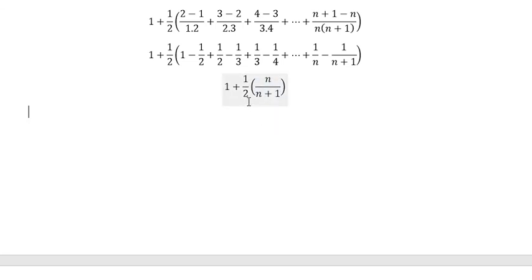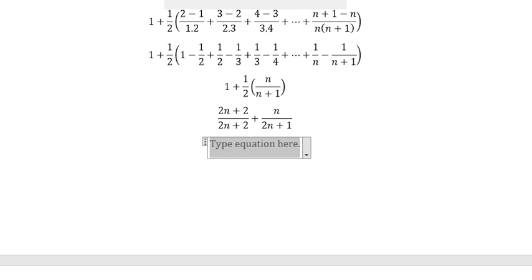Next, we have 2n plus 1 in this 1, so we get 2n plus 2, and we have 2n plus 2. So here we get n over 2n plus 1. So this one plus this one, you will get (3n plus 2) over (2n plus 2).